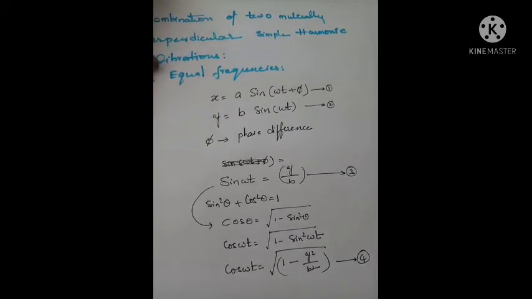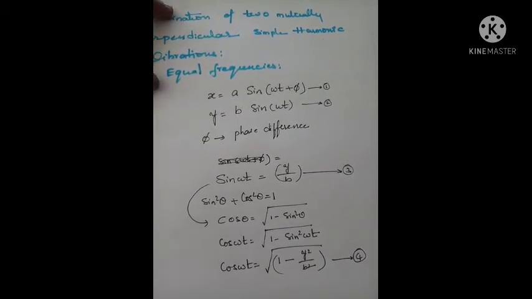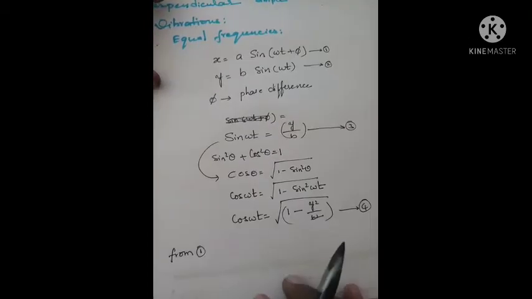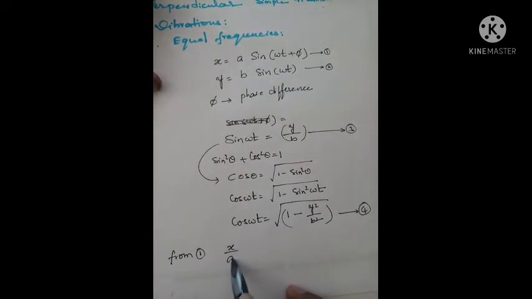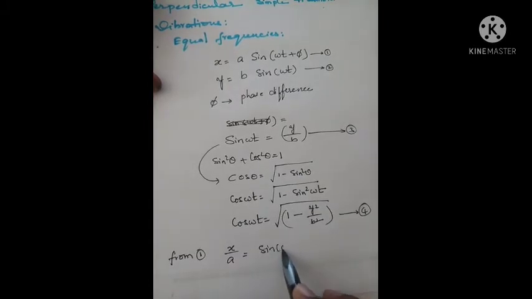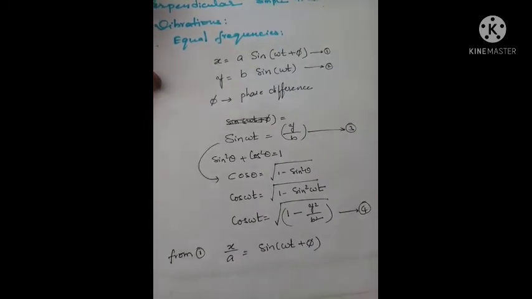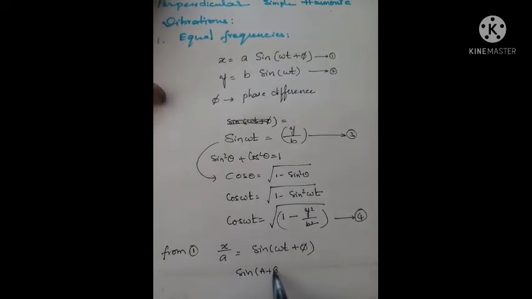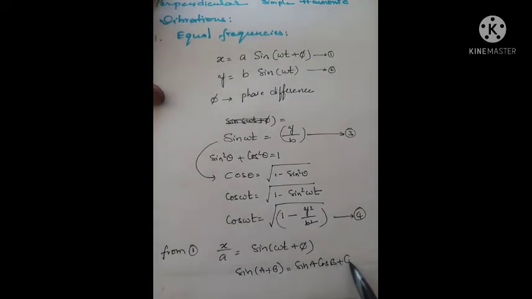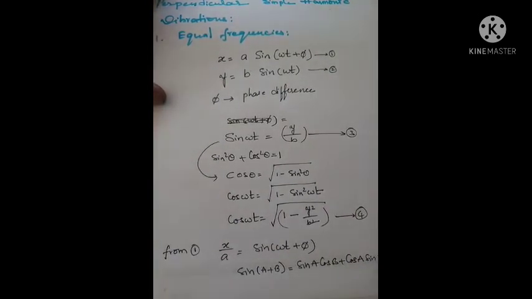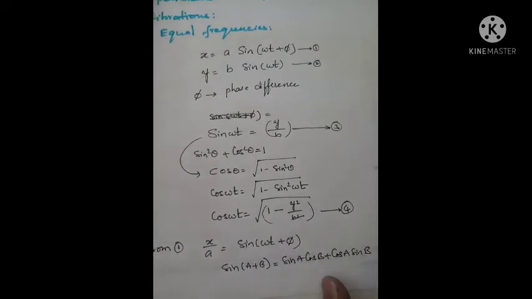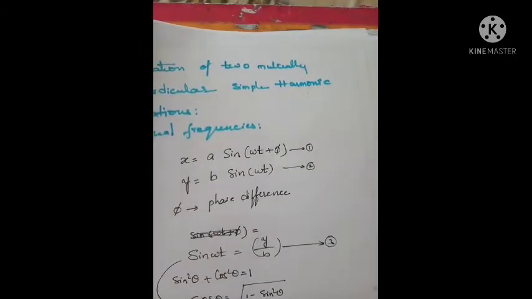Now let us expand equation 1. From equation 1, x by a equal to sine omega t plus pi. We have to expand this one. We know that sine a plus b can be written as sine a cos b plus cos a sine b. So using this function, let us expand this equation.